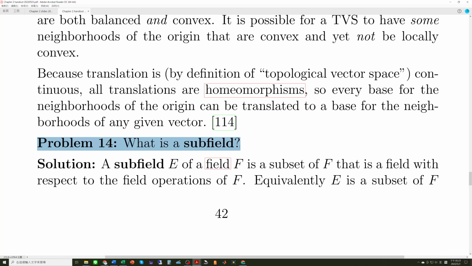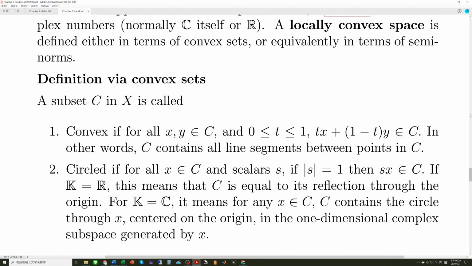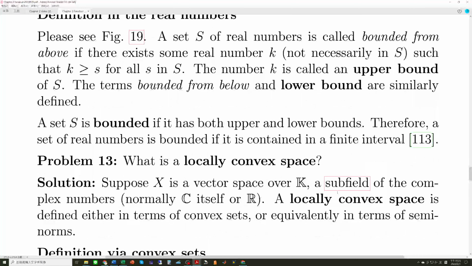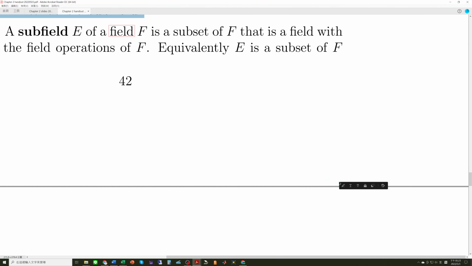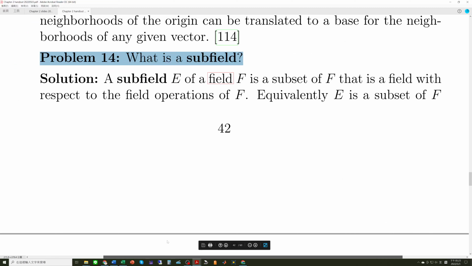So next, let us go to problem 14. What is a subfield? Why do we need to know what a subfield is? Because it appears in the solution to problem 13. What is a locally convex space? Okay, let us see the solution.